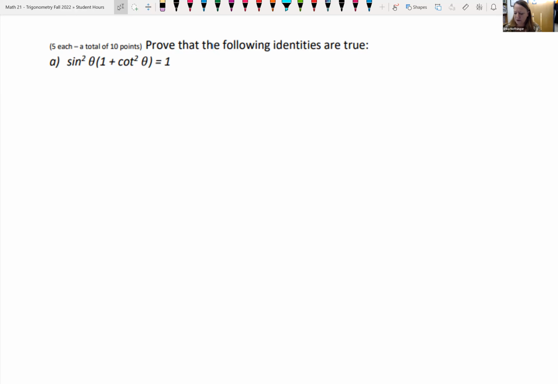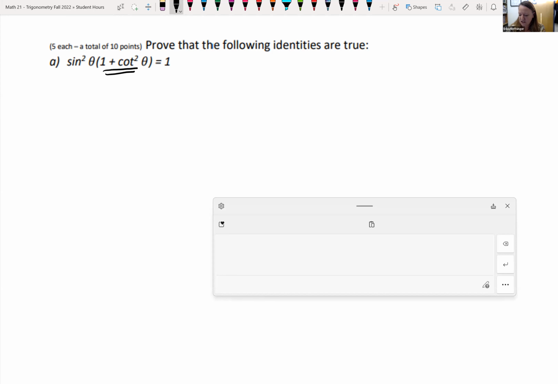Looking at proving the following identity, we have sine squared theta, all times 1 plus cotangent squared theta, equals 1. I see here that this 1 plus cotangent squared theta could maybe be manipulated to look like one of our identities. I'm not sure that would be the best way to approach it. Instead, let's rewrite cotangent squared theta in terms of sine and cosine.